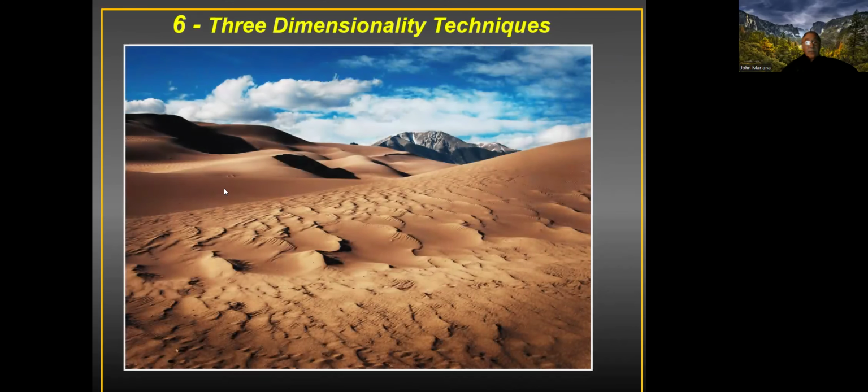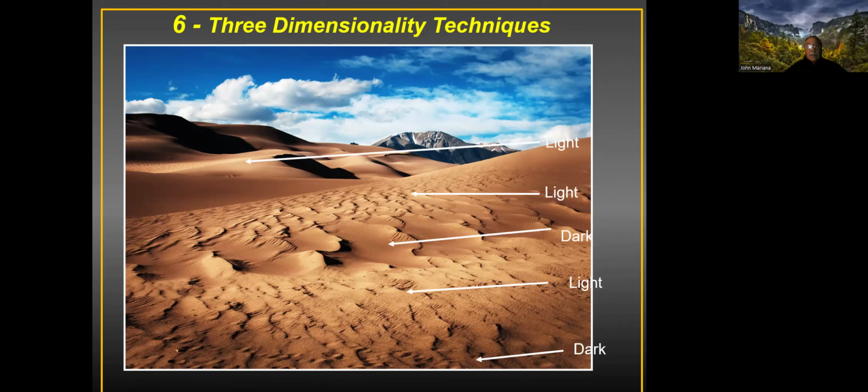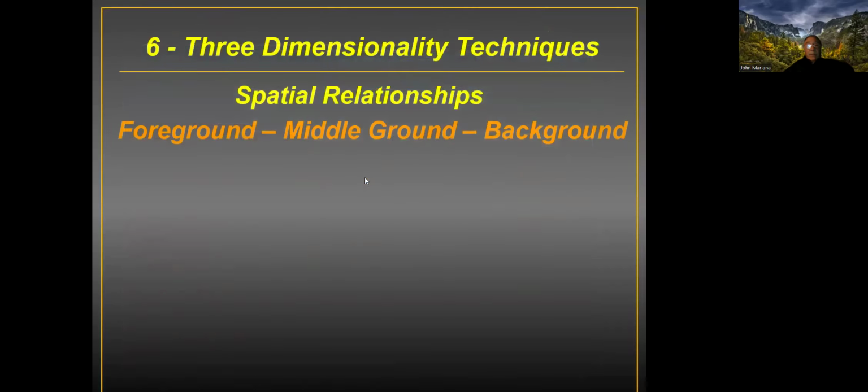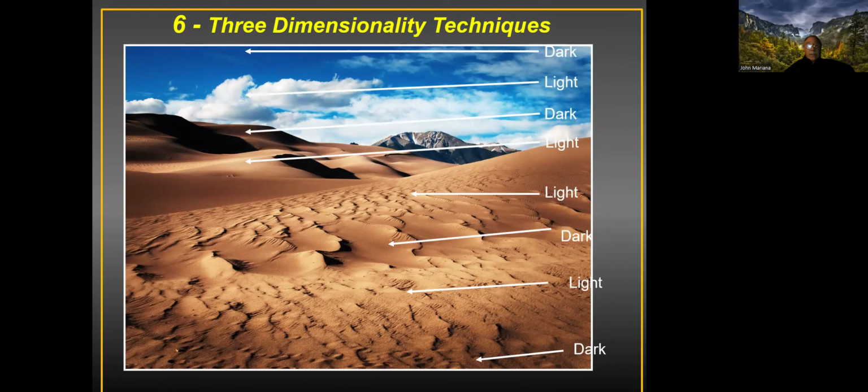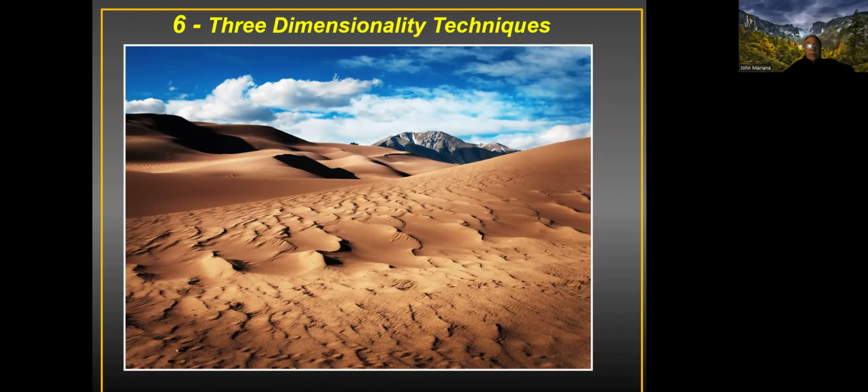This is the Great Sand Dunes in Colorado. And there, dark against light. Actually, the clouds were there, and I waited for the clouds to be moving so that it wasn't just blue sky behind the mountain. And dark against light, dark against light, dark, light, dark, light. And I did that by just dodging and burning in the image to create the three-dimensionality of the overall image.